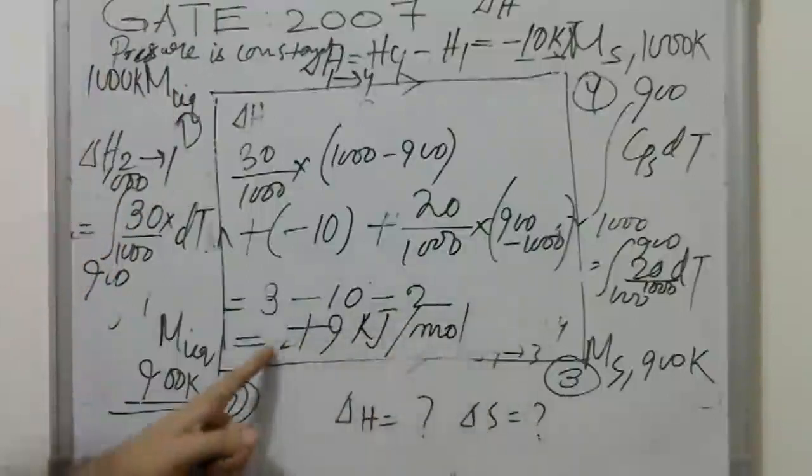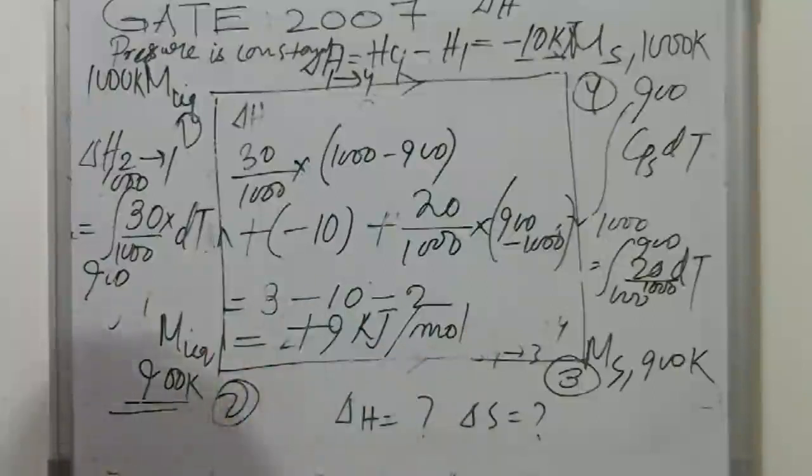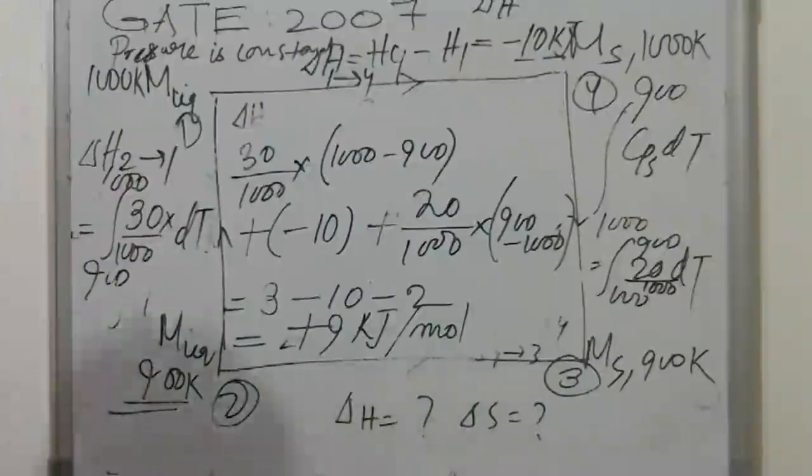So the final answer is plus 9 kilojoule per mole is the enthalpy change for M liquid to transform to M solid at 900 K. Okay, so that is the calculation for enthalpy. Now come back and we'll see how to calculate the change in entropy. Let's do that also.